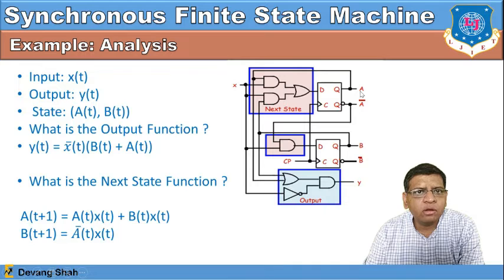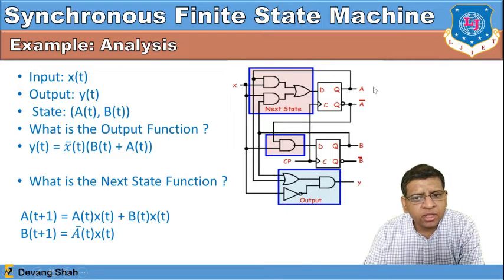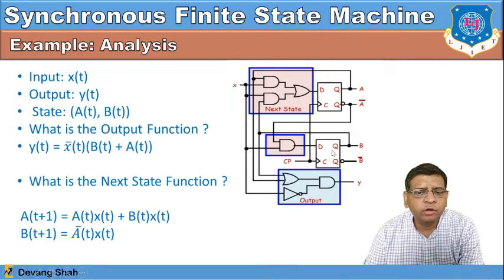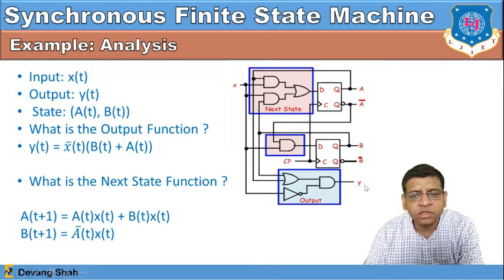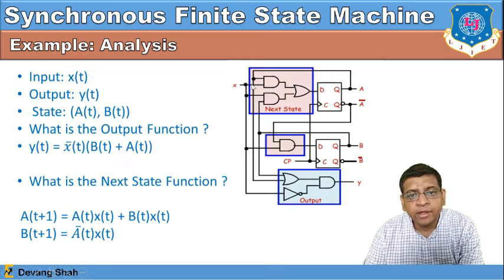The states are a of t and b of t. The output of this D flip flop is defined as a of t, and the output of the other D flip flop is b of t. And what is the output function? You can see the output function here: y of t is equal to x bar of t into b of t, because one input to this gate is b of t, and the other one is x bar of t.